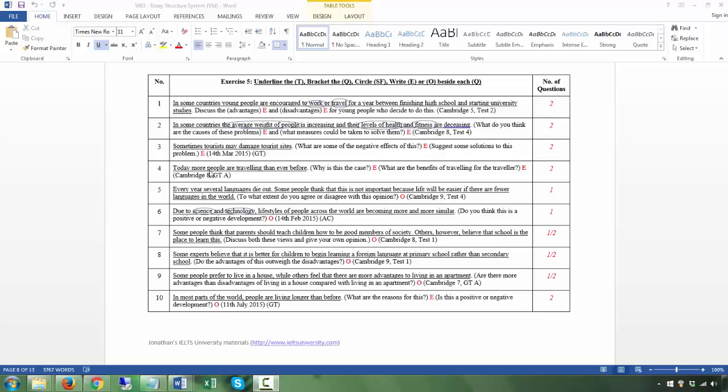4, today more people are traveling than ever before. That's the T. Why is this the case? The Q, what are the benefits of traveling for the traveler? Another Q. Okay, so there are 2 questions, and both of them are E also.